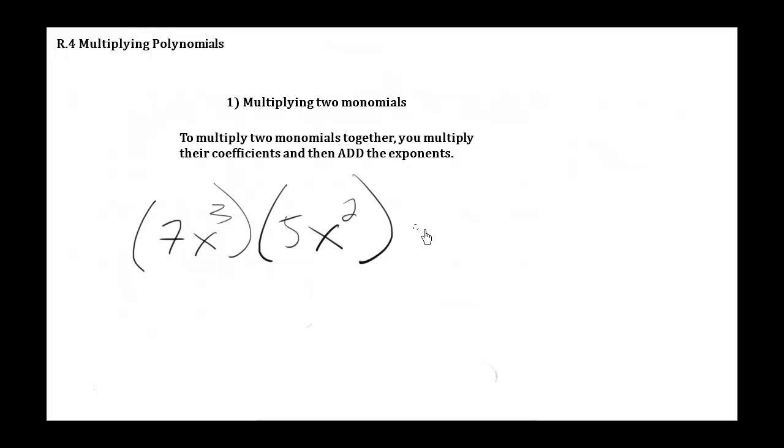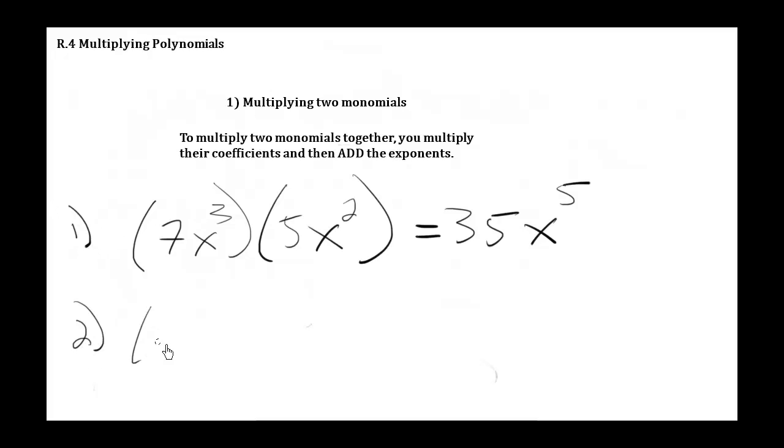Let's say I have something like 7x cubed and 5x squared. Okay, here this is clear multiplication. I don't see addition or subtraction or division. You multiply the coefficients, so 7 times 5 is 35. X stays the same, and then you add exponents. So 3 plus 2 is 5. You don't multiply them. Don't go multiplying crazy. Just multiply the coefficients, and you add those exponents together. So this is example 1.